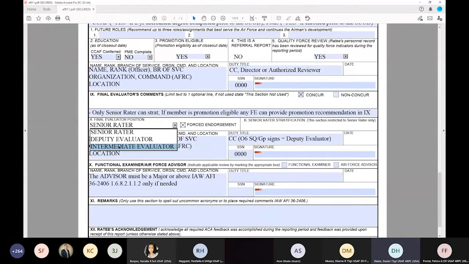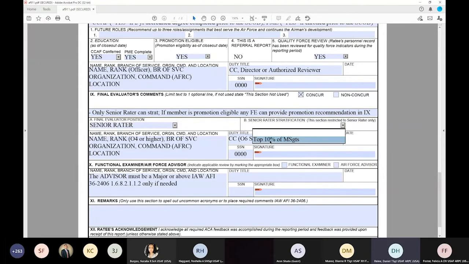The member is trying to receive a stratification from the senior rater. So the intermediate evaluator would coordinate with the deputy evaluator and say, this member is ready for a stratification. I think they're the number 1 out of my 10 master sergeants. I think they should receive a stratification from the senior rater. The senior rater then looks at the member and decides that member is either within that 10% or not within that 10%. If they are, then the senior rater would sign, and they would add a stratification that the member is in the top 10% of master sergeants.